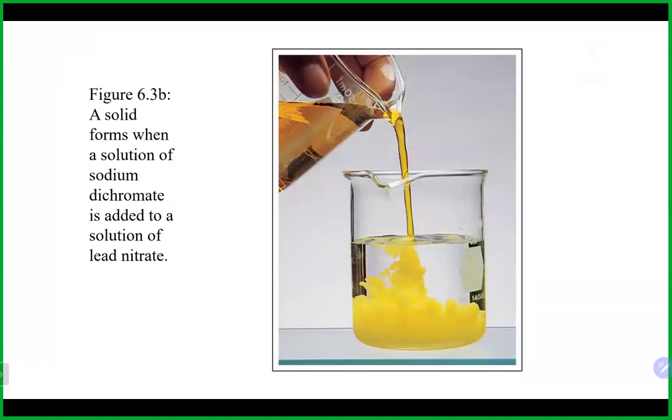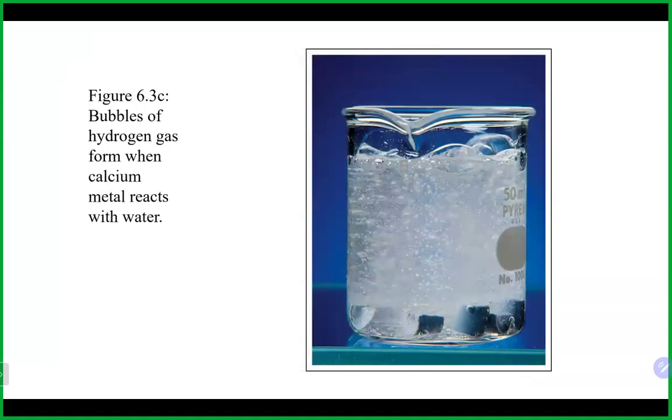This is next Tuesday's event, making yellow all over the place. So you're gonna pour those guys together. You're gonna pour two solutions together, and you're gonna get a solid that's formed, a yellow solid that obviously wasn't there before. That's a precipitate, and that's definitely an example of a reaction that's taking place.